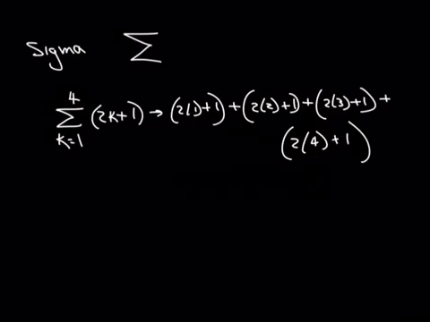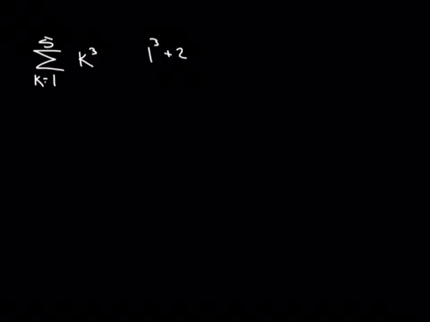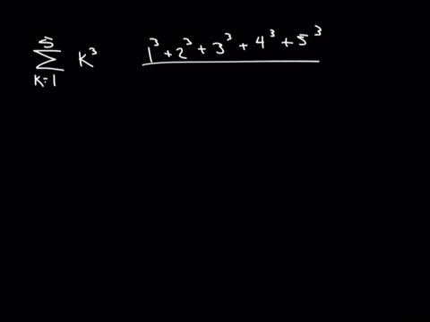Okay, so let's jump to example 4, problem A. We've got 5 on top, and we've got k equals 1, and we're cubing it. So we've got 1 cubed plus 2 cubed plus 3 cubed plus 4 cubed plus 5 cubed. And we're finding that answer. Okay? So you're adding all those up.